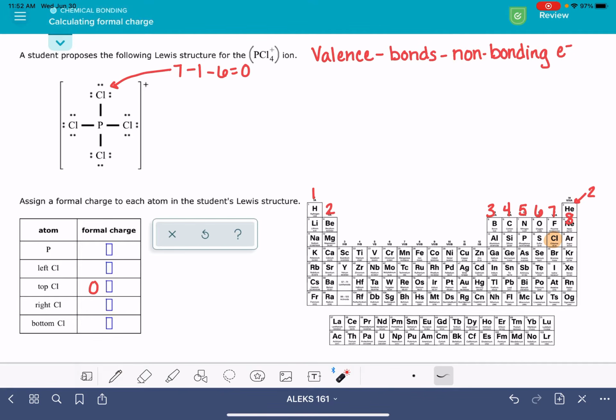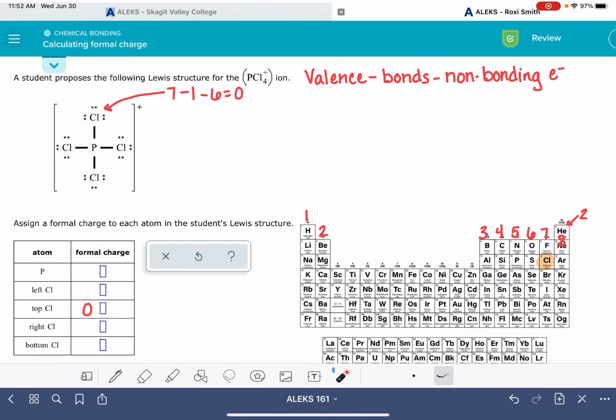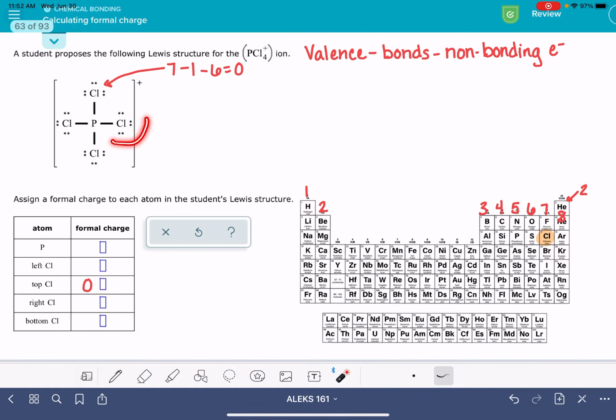Now let's just kind of work our way clockwise. Here's our next chlorine, and if you look at this chlorine closely, compare it to the first one that we did, you'll see that they're exactly the same in terms of what I'm going to call their bonding environment. They're both chlorines, obviously, so that means this is going to be the same. They both have 1 single bond, so that part would be the same. And they both have 3 lone pairs, which means that they're going to end up having the exact same formal charge. That is the chlorine on the right. That's a formal charge of 0.